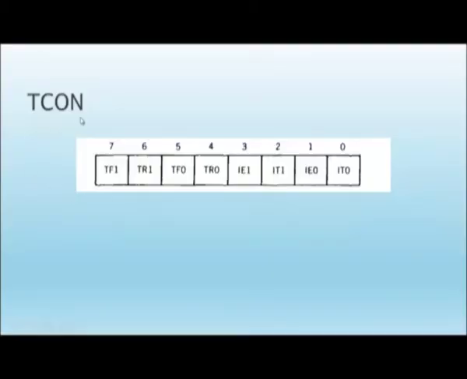This is the format of TCON. The TCON consists of 8-bit registers. Among the 8 bits, the first 4 bits are used for the interrupt purpose. The next 4 bits are used for the timer. Among that, we have 2 external interrupts, which are INT0 and INT1. For INT0, the first 2 bits are reserved, and the next 2 bits are reserved for INT1. So, totally 4 bits are reserved for the interrupt. Among that, the first 2 are used for INT0, the next 2 for INT1.